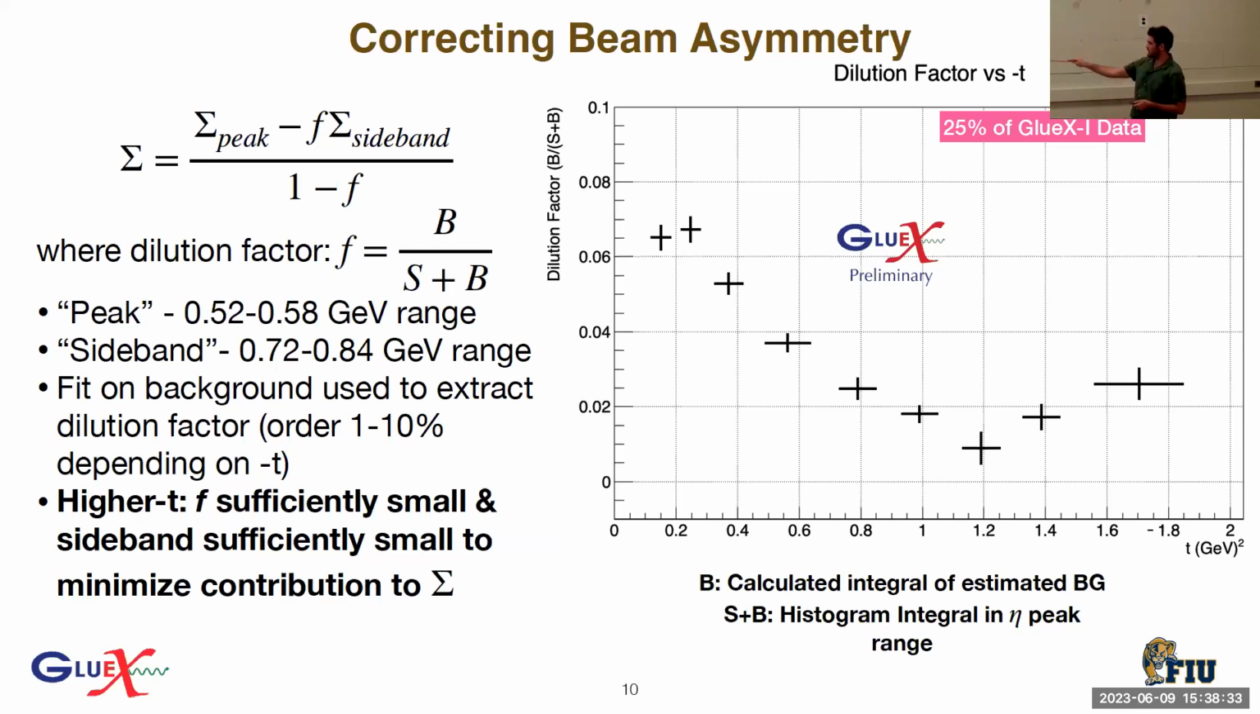And at higher t, even if there's a little bit left over, not only is the dilution factor really small, but also the sideband contribution is small. So the result is dominantly carried by the peak.